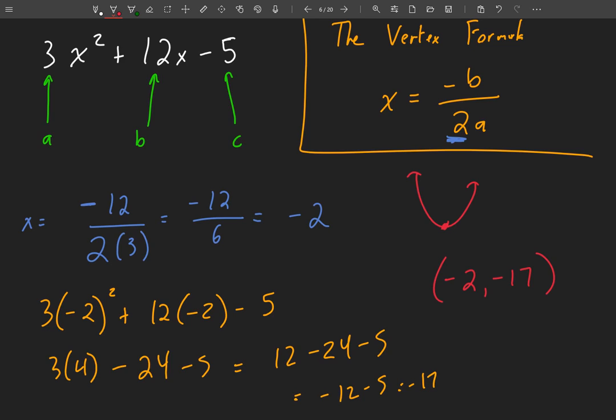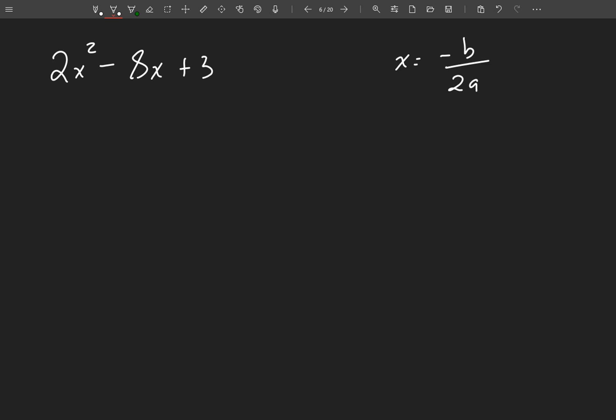Okay, let's do another one. Let's try this one. Oh, I need a square for it to be quadratic. All right. If you're feeling confident, even if you're not, I would suggest pausing it anyway and giving this a shot, and then come back, and then we'll work through this one together.